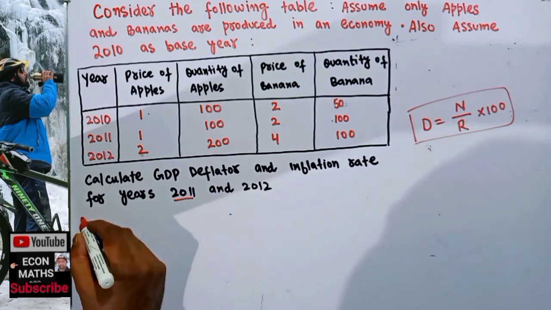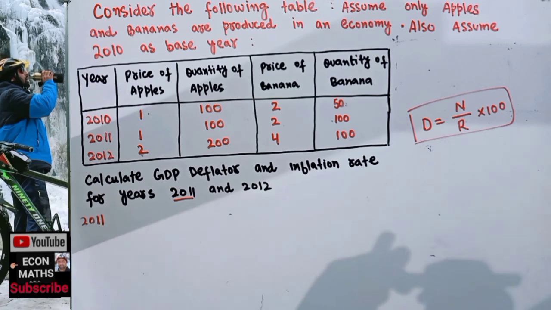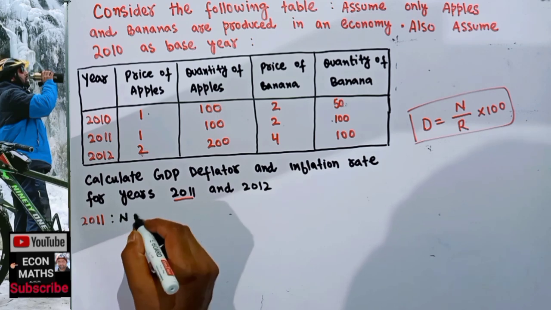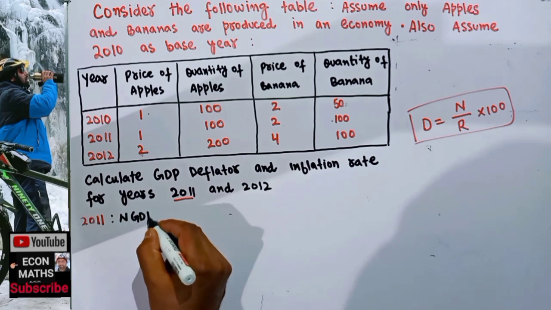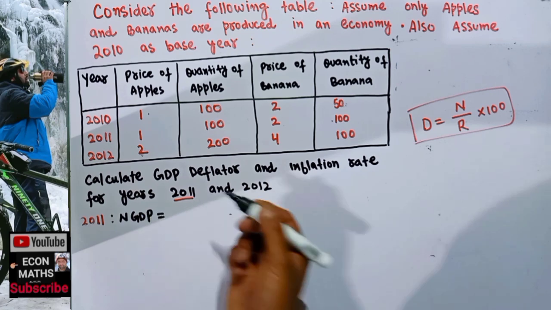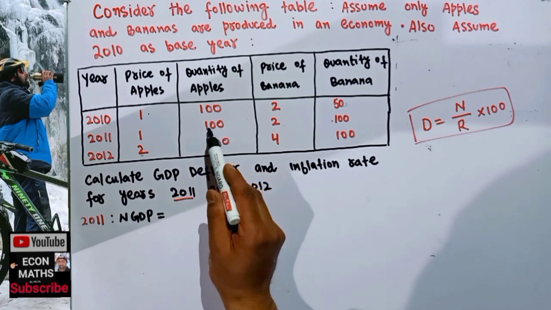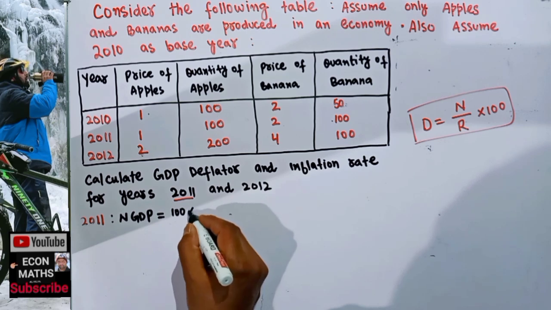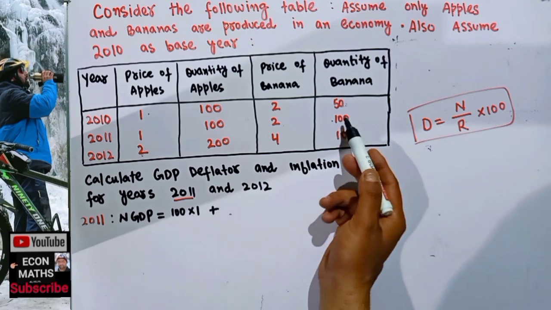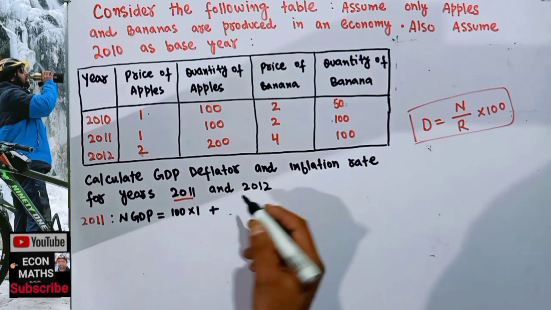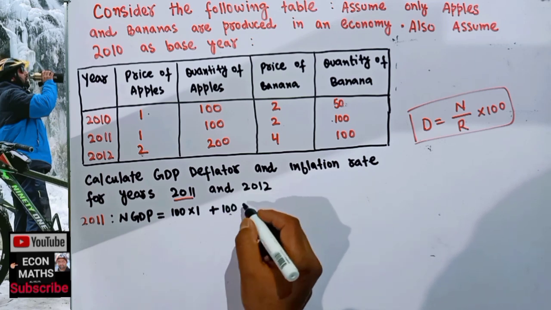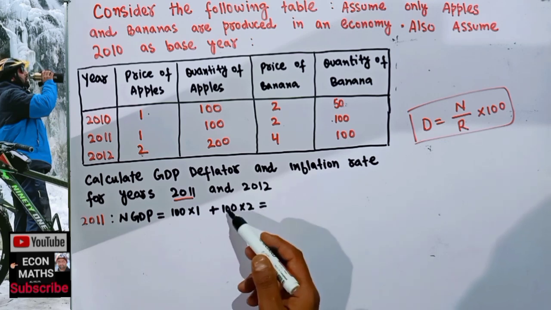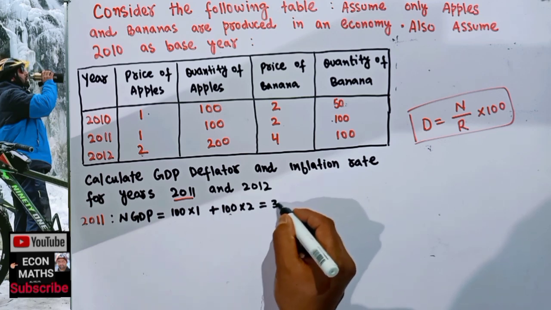So for 2011, first we need to find the nominal GDP, denoted by NGDP. Nominal GDP in 2011 is simply the quantity of apples times their price, so 100 into 1, plus the quantity of bananas times the price of bananas, 100 into 2. This is 100 plus 200, which comes out to be 300.